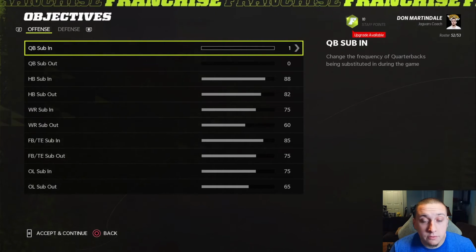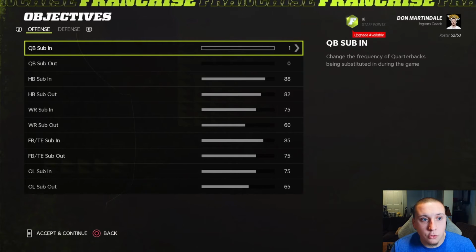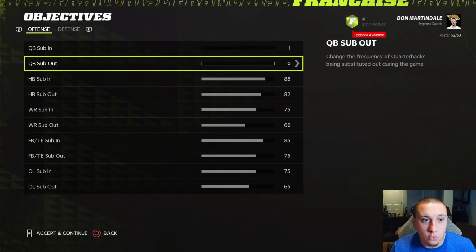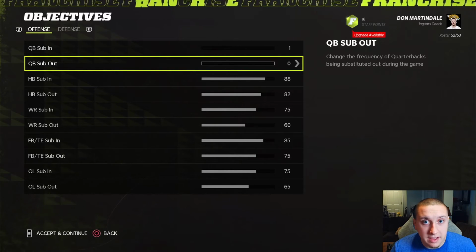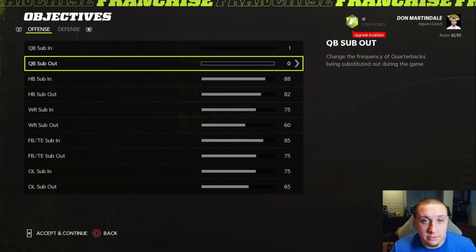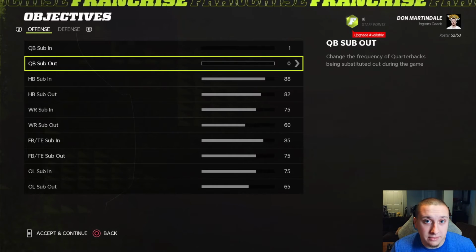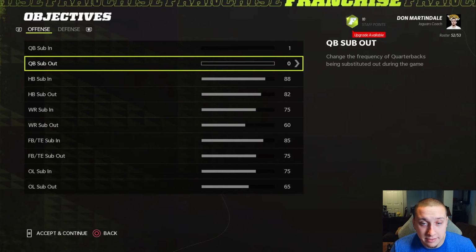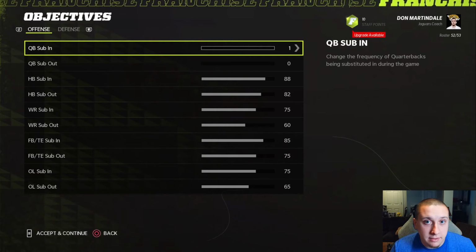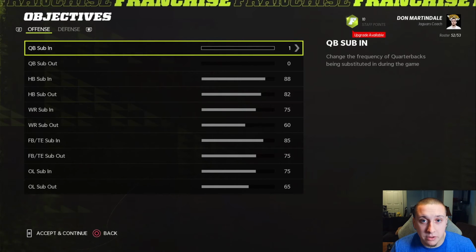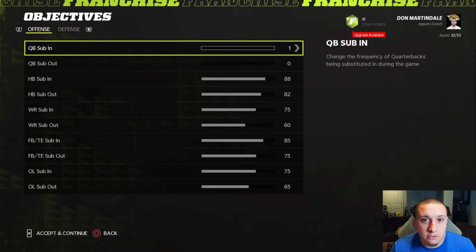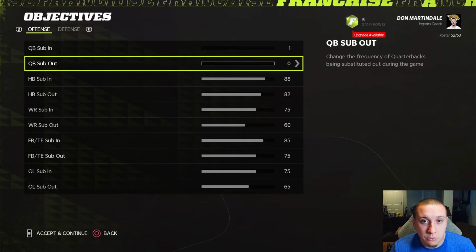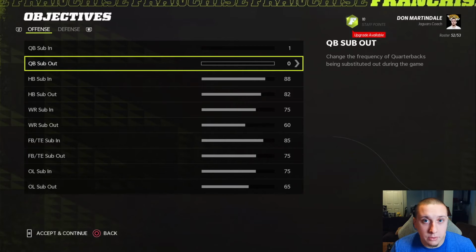For the quarterback position, we have quarterback sub in at 1 and quarterback sub out at 0. What this effectively does, if we utilize this as a threshold slider, is the quarterback will never sub out because their stamina is never going to hit 0. And they would immediately sub back in because their stamina would very quickly recharge to 1 stamina. What it comes down to is you're never going to want to sub out your quarterback anyway, so we have that set to 0 and 1.